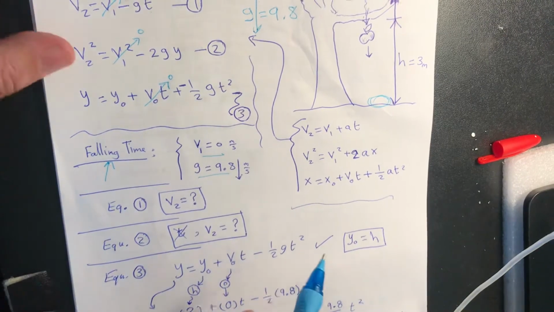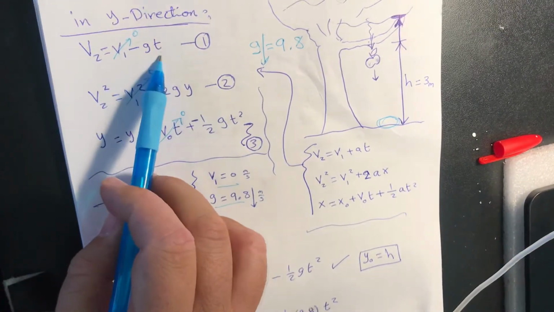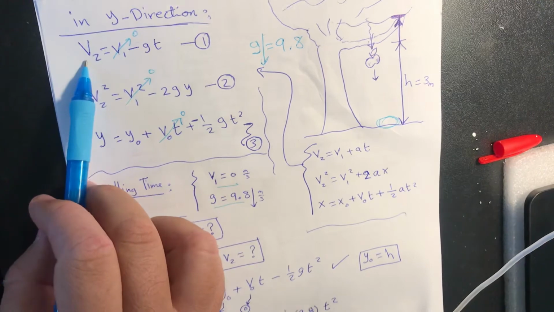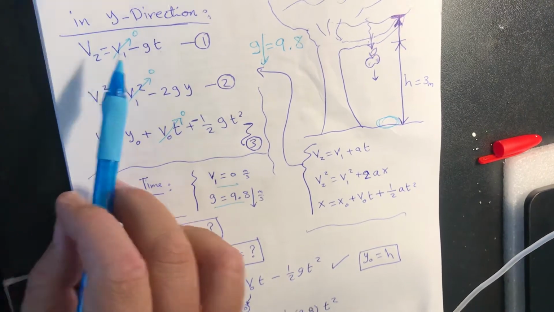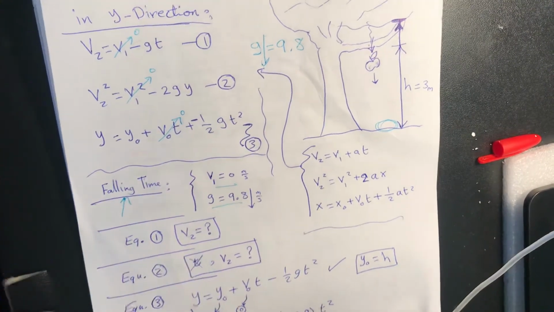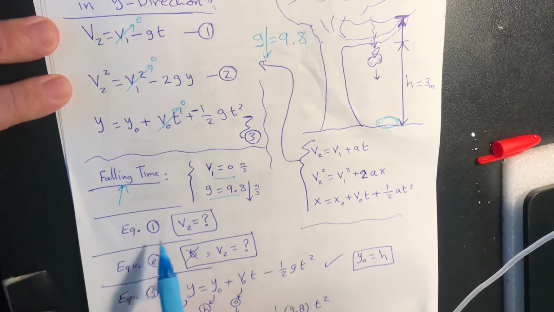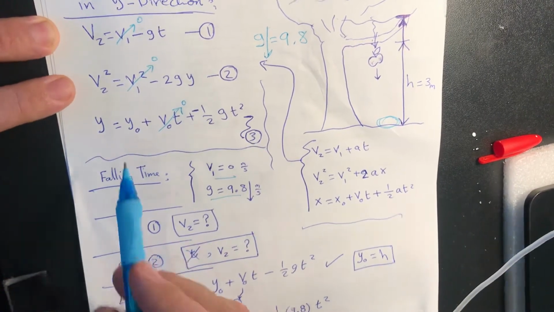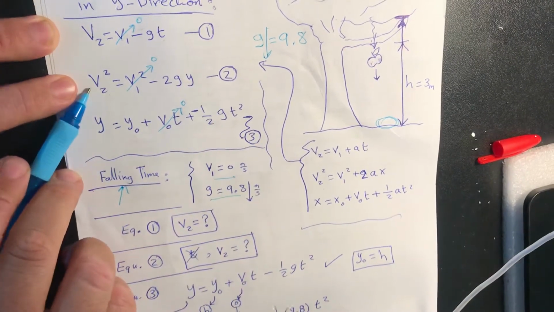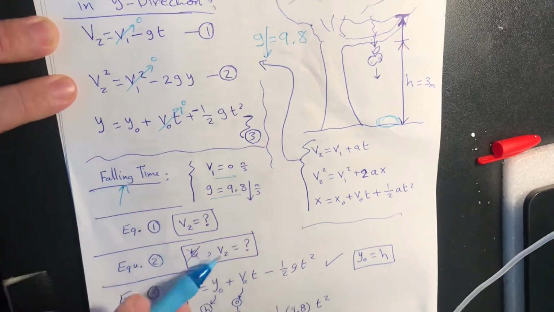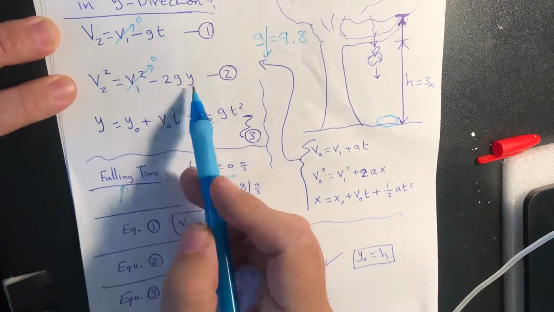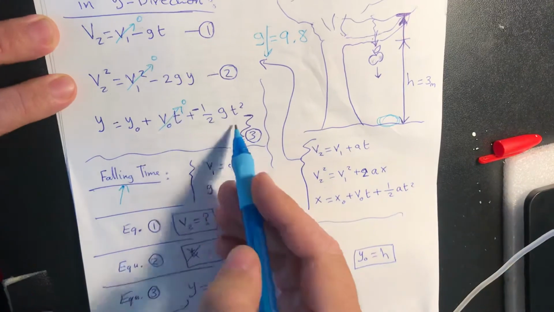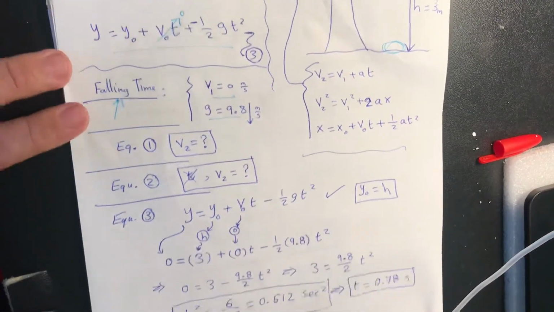If we look at the first equation, we have the time, but we don't have v2, we have g. Okay, in equation number 1, we don't know v2. In equation number 2, also we don't have v2, and also we don't have time in this equation. We will use the third equation.